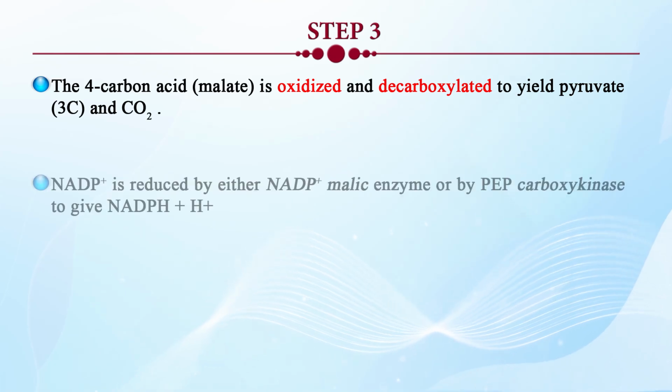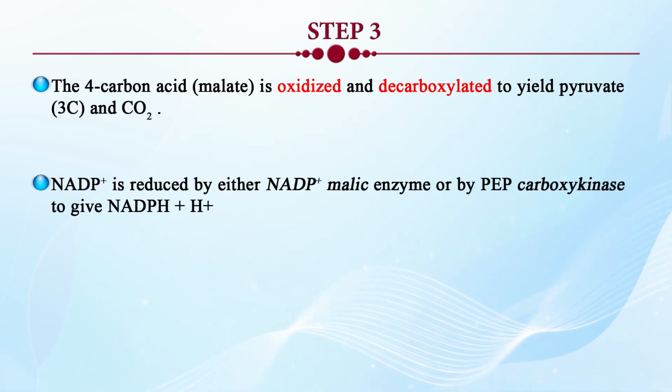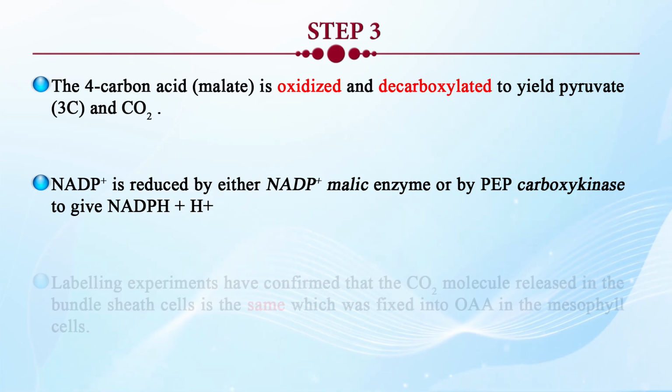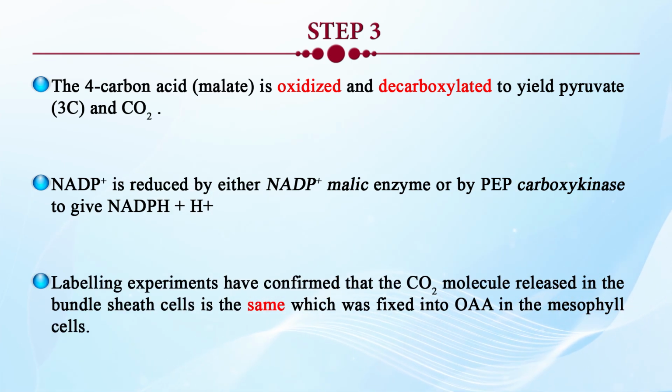additional cycle. Now, NADP here gets reduced to NADPH plus H plus by the malic enzyme. Now, the labeling experiments have shown some very interesting aspects, because as I said, CO2 is being fixed twice. So, the CO2 molecule which is released in the bundle sheath cells is the same which was fixed into the OAA in the mesophyll cells. So, it is the same CO2 which goes.